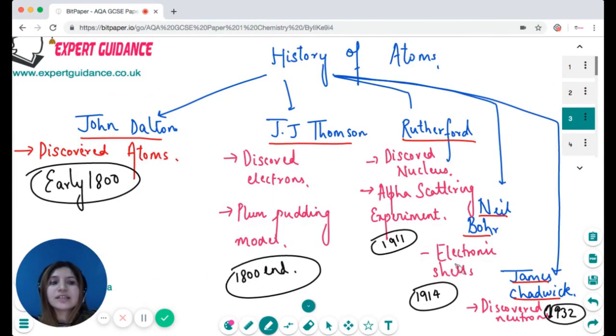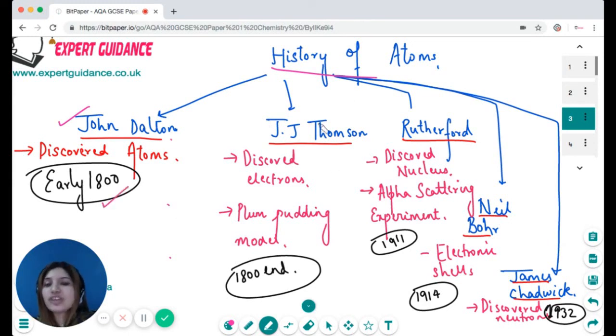Okay, so let's begin. Now, when we talk about the history of the atoms, there are 5 major scientists whose names you should remember and what contribution they made in the discovery of the atom. The first one was John Dalton, who gave the idea of atoms in the early 1800s.